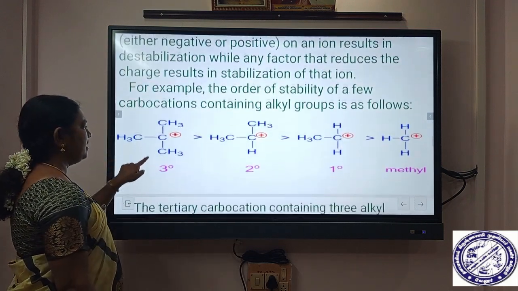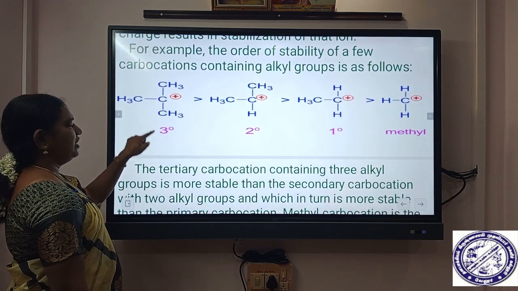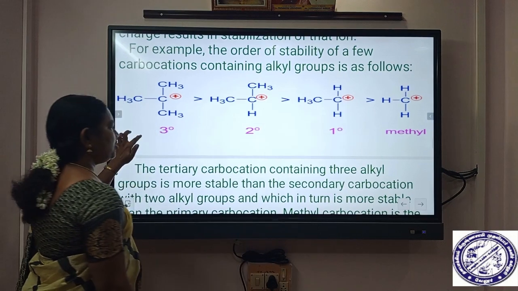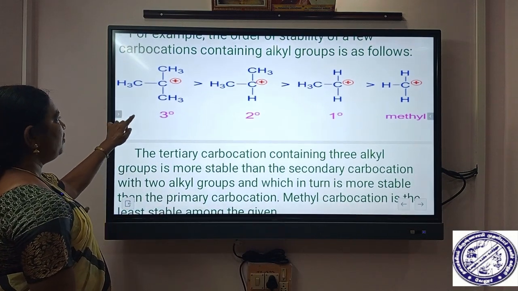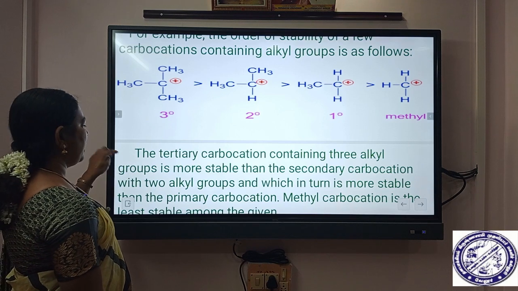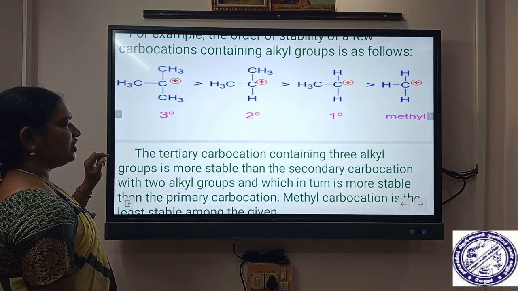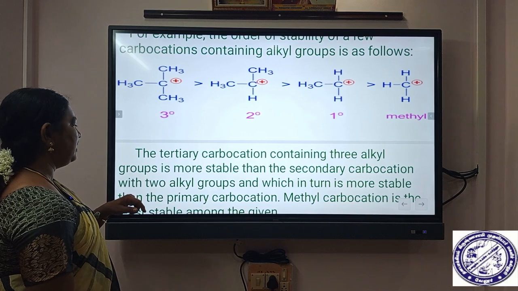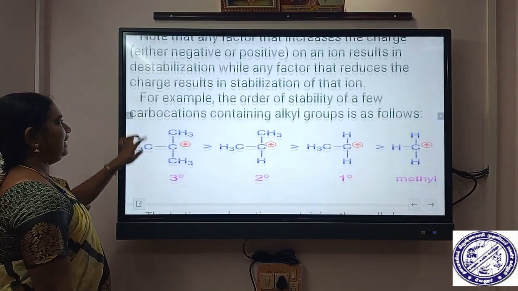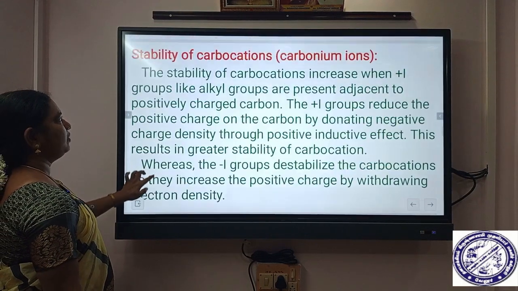Just see this example, that is tertiary, secondary, primary, and methyl. The tertiary carbocation containing 3 alkyl groups is more stable than the secondary carbocation with 2 alkyl groups, which is in turn more stable than the primary carbocation. The methyl carbocation is the least stable when compared to the others.